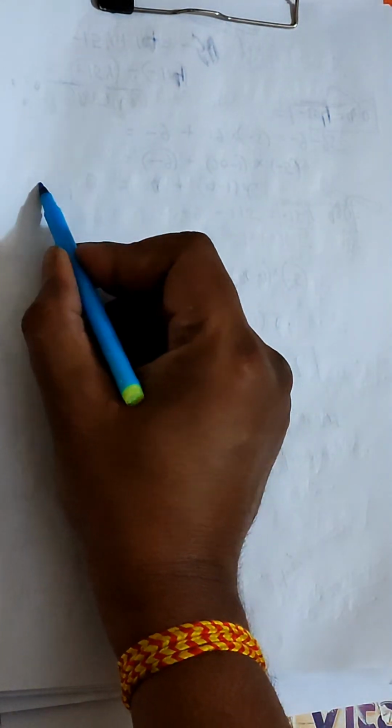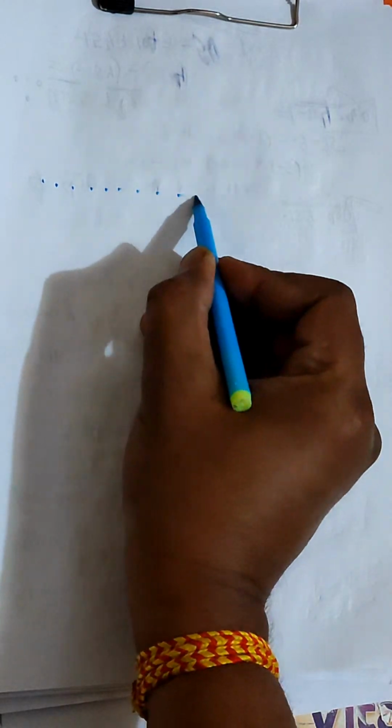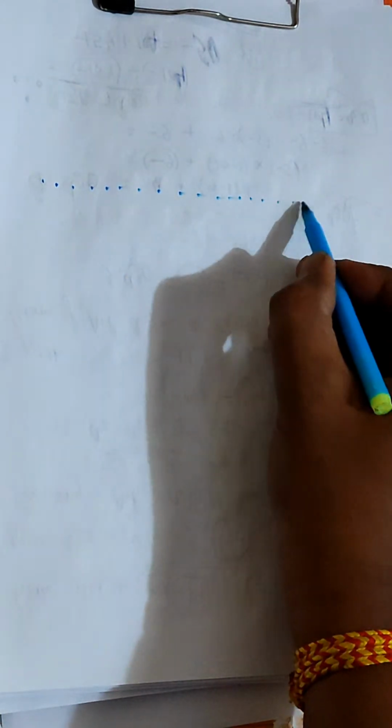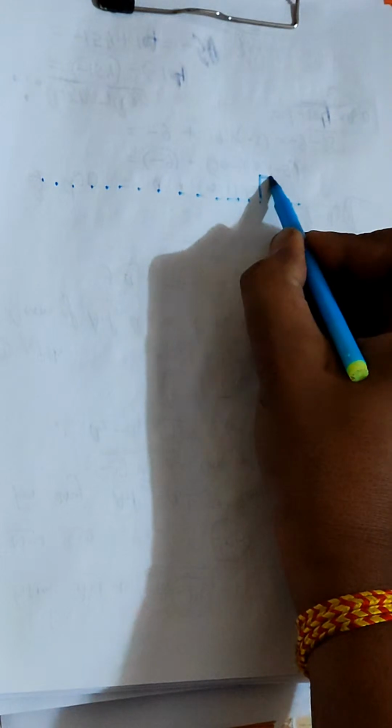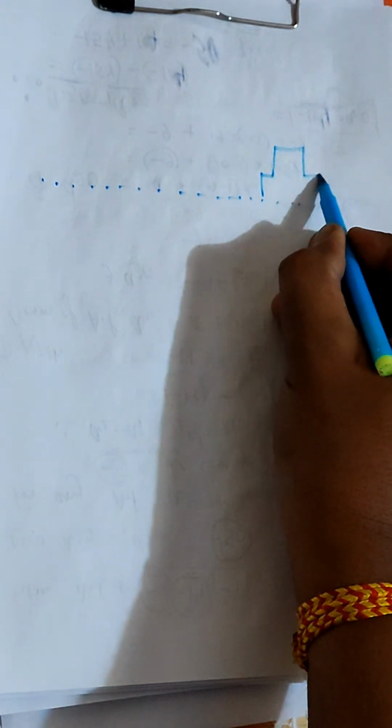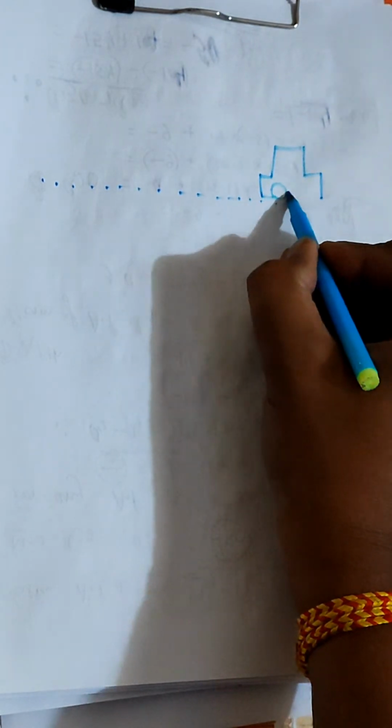Question of kinematics where two cars are given to you. One car is car A, another is car B, right? And car A is traveling on a straight line. Let's say this is a straight line, and car A is traveling over here. This is car A.